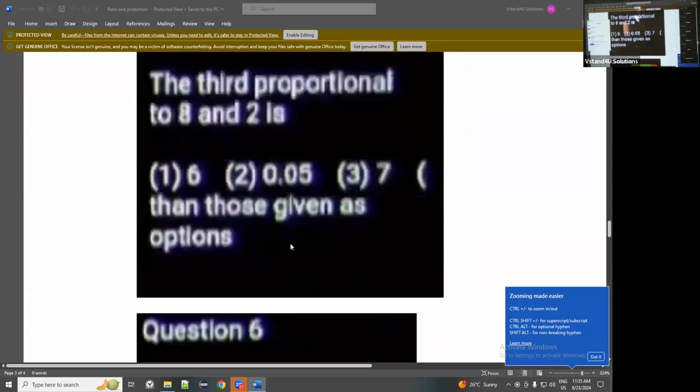Yeah. Calculate the third proportional. Yes, everyone. What is the formula? B square by A. 2 square is 4 by 8. It is nothing but 1 by 2. What is the ratio of A is to B? What is the answer? Is it 0.05?